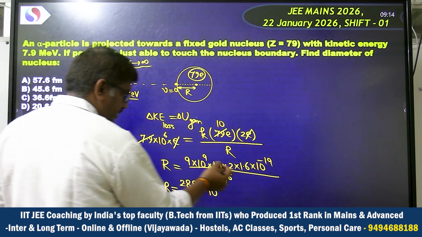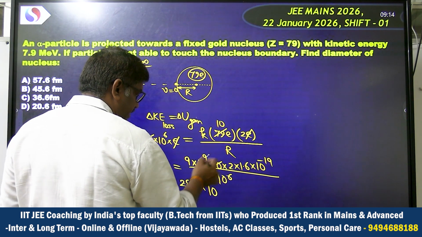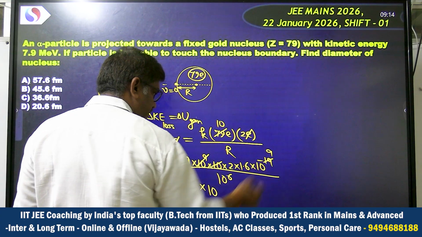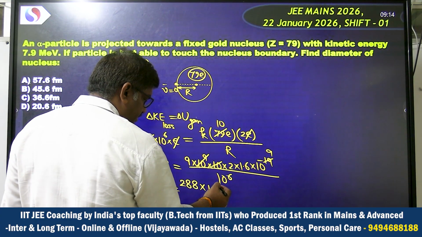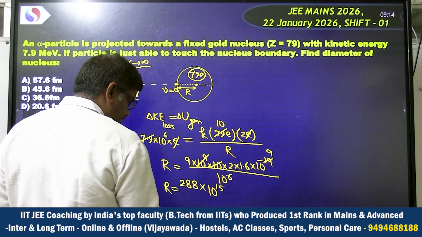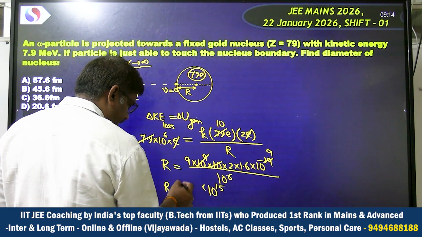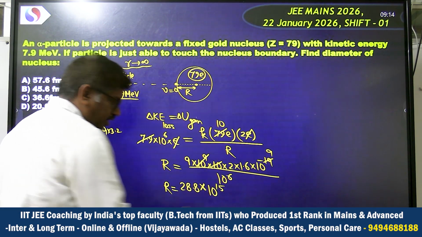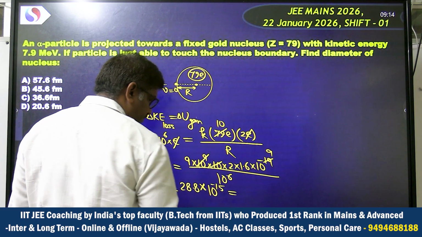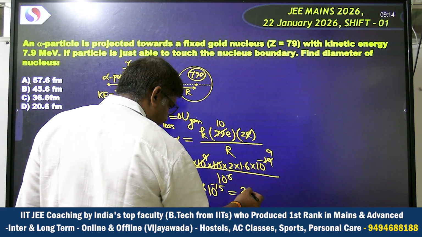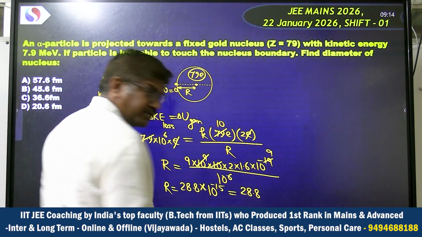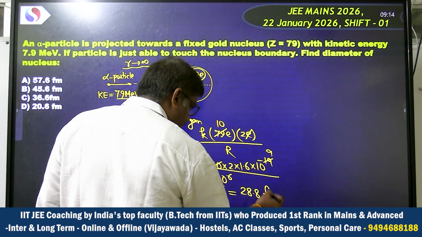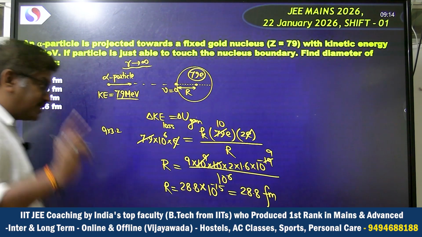Okay. Once again, the power is how many? This is 10, this is minus 9. Minus 9 goes up, it is 15. So this is coming 28.8 into 10 to the power minus 15, which is going to be 28.8. 10 to the power minus 15 is Fermi. So Fermi meter. So that is the radius, mind it.